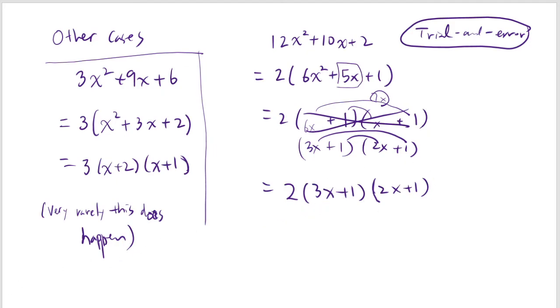Okay, so let me try another example here. I say 8x squared plus 8x minus 30. How do you factor this? I see that these numbers are all divisible by 2, so I'm going to factor the 2 out, which gives you 4x squared plus 4x minus 15.